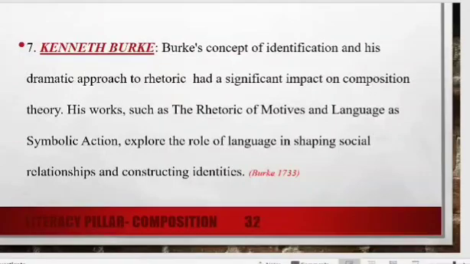Kenneth Burke's concept of identification, his dramatic approach to rhetoric, had a significant impact on composition theory. His work, such as A Rhetoric of Motives and Language as Symbolic Action, explored the role of language in shaping social relationships and constructing identities. So here is where you actually build a relationship in a composition, constructing identities, adding characters into the composition. Make sure the composition has characters and all the other parts that the composition needs.